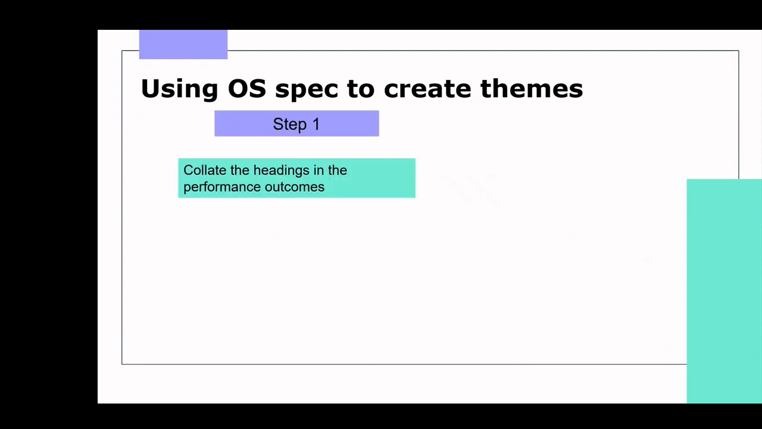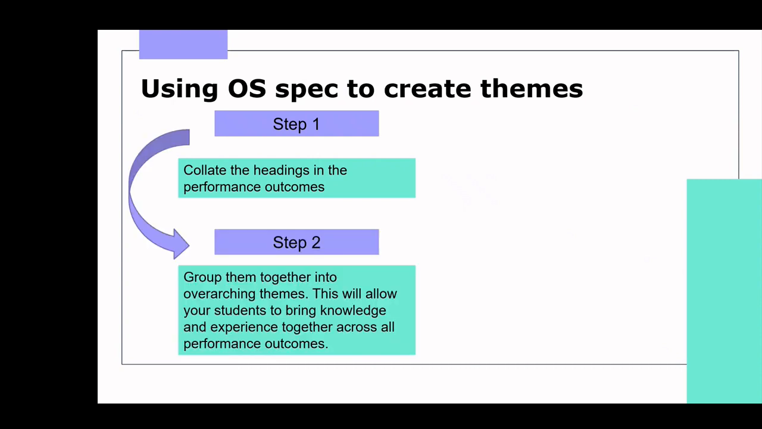And finally, another key way to engage students is by creating themes. So let's explore how to use the occupational component of the specification to create themes across performance outcomes. This will help focus formative assessment and the assessment of those key competencies and skills mentioned earlier. So step 1 would be to collate the headings in the performance outcomes. Step 2 would then be to group them together into overarching themes. This will allow students to bring knowledge and experience together across all performance outcomes.